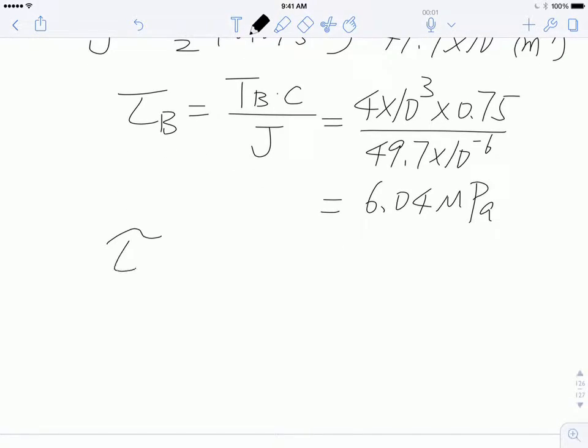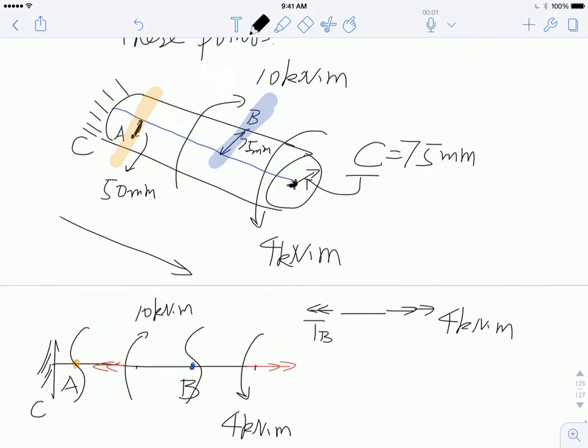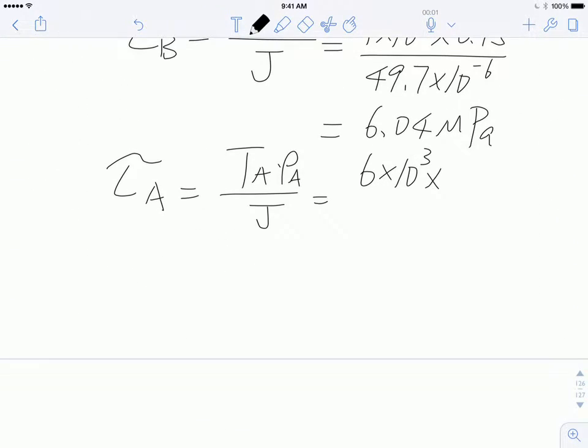Okay, now the next, tau A, same thing, equal to T_A times the distance divided by J. Oh, sorry, not c anymore. The distance to the rotational center, let's just say rho A. This T_A we calculated as 6 kilonewton-meters, and the distance to the rotational center, right here, is 50 millimeters. It's given, so 50 times 10 to the minus 3, divided by 49.7, the same J, because the diameter is the same across the whole length, times 10 to the minus 6.